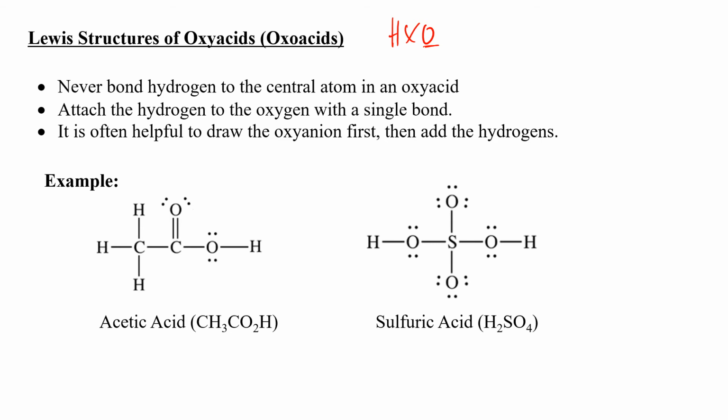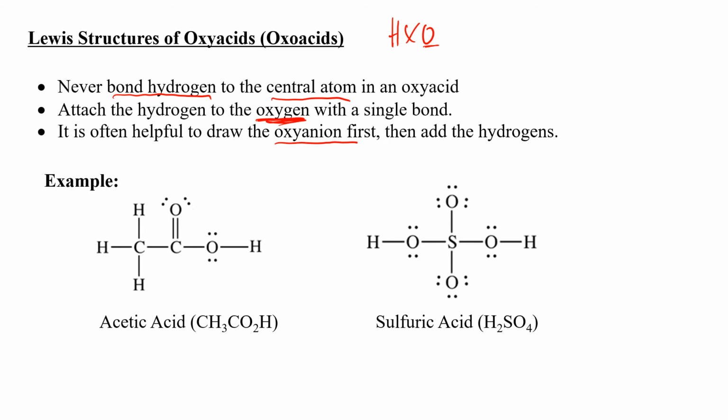Here are some tricks. Never ever bond hydrogen to the central atom when you're doing this. The hydrogen always goes on the oxygen. Attach it with a single bond. And it's often helpful to draw the oxyanion first and then add the hydrogens. Let me show you some examples here.